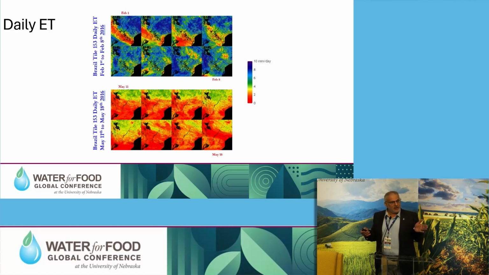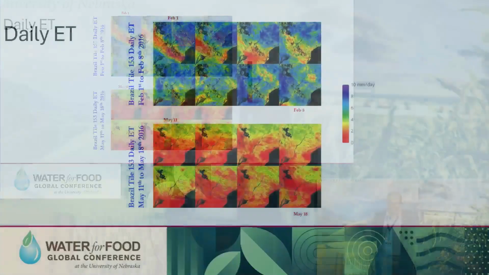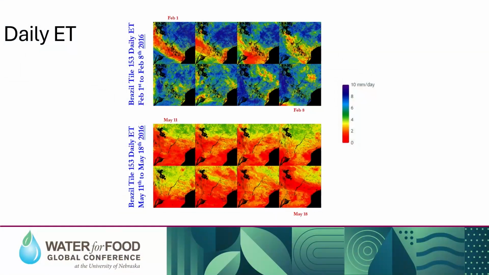This is tile 153 in Brazil, February 1st to February 8th. That's summer in Brazil. As you see, the ET is high because of the heat, humidity, irrigation, something going on there that caused the ET to go up. While in winter, from May 11 to May 18, we can see the daily. So you can see how ET changes day to day. This is only 8 days of May and February.